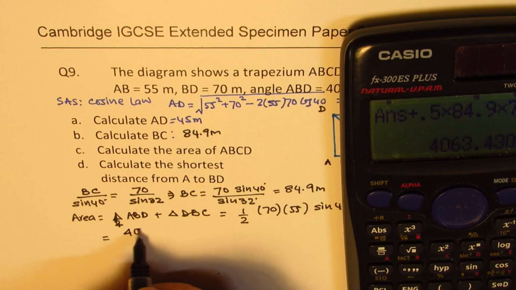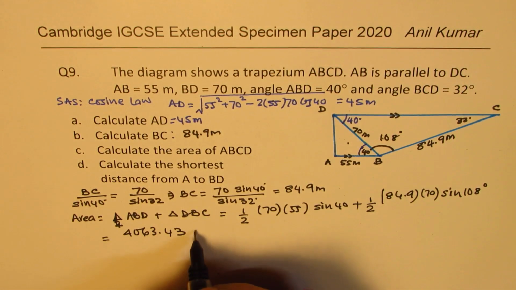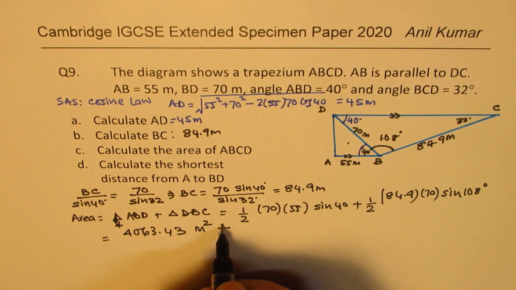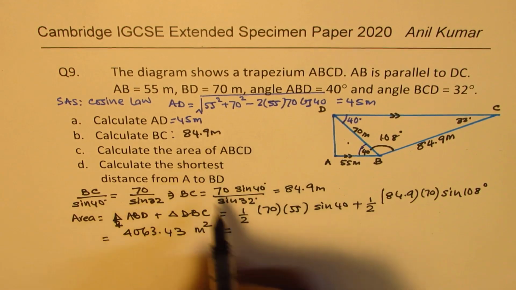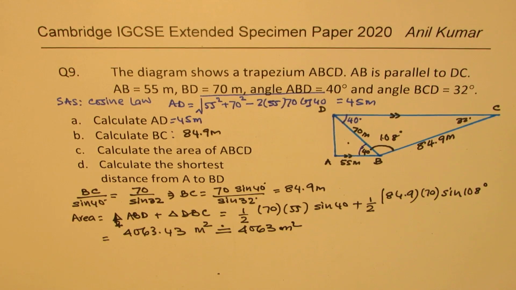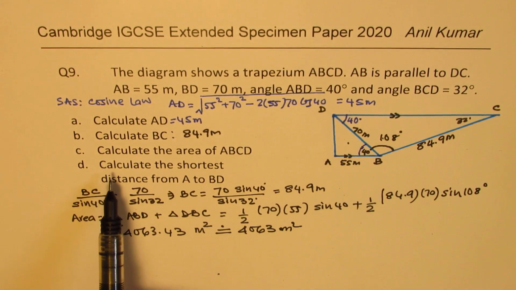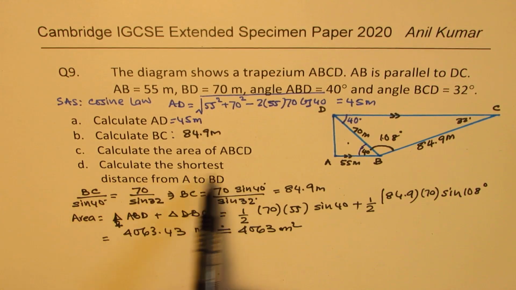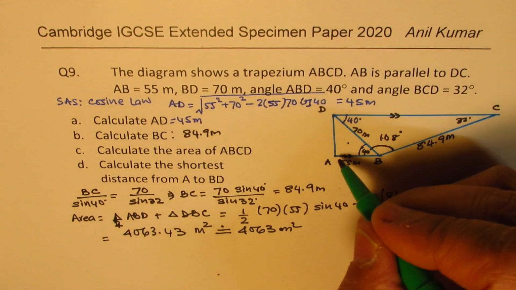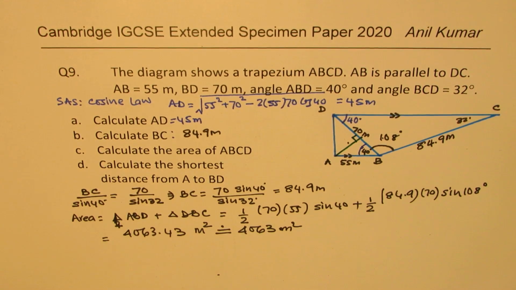Let me write down 4063.43. The units will be meters square, right? We could round this to, they have not mentioned, so we'll just round it to 4063 meters square, correct? So approximately that much. Okay. Now, the last thing which we need to find here is to calculate the shortest distance from A to BD. Basically, this shortest distance, right? So this is what we need to find, perpendicular.